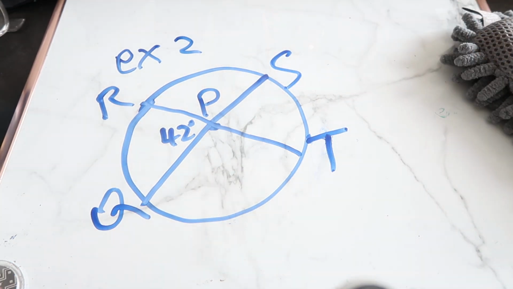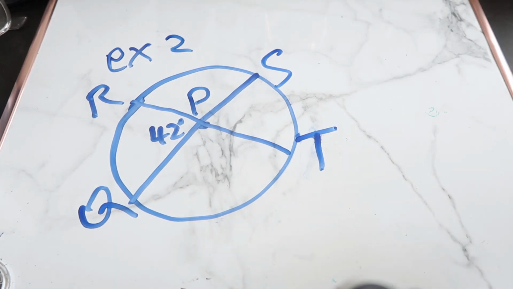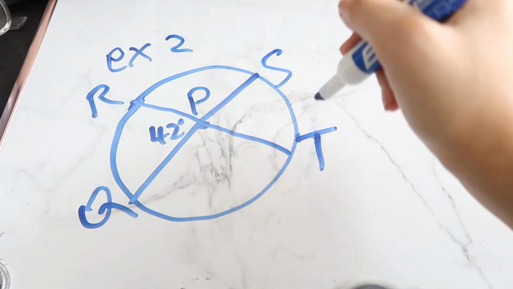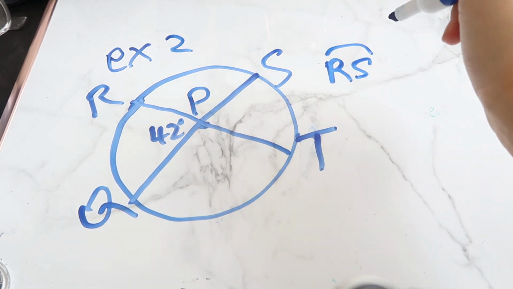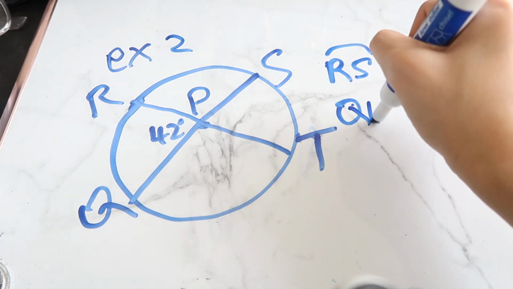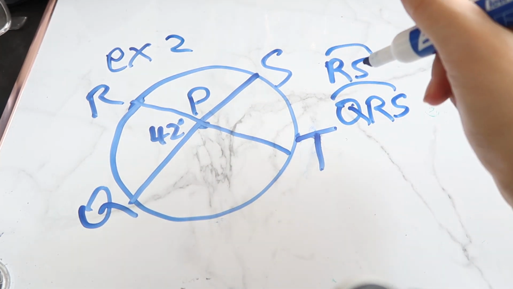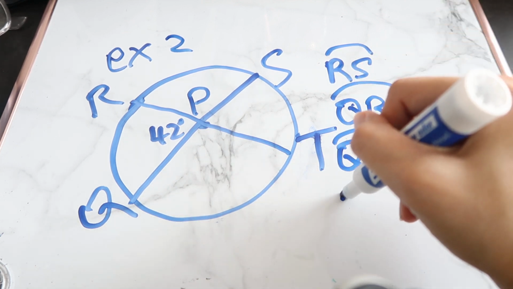T and S. Alright, so we're finding a couple of values: we're finding RS, and then QRS, and then QST, and then QT.